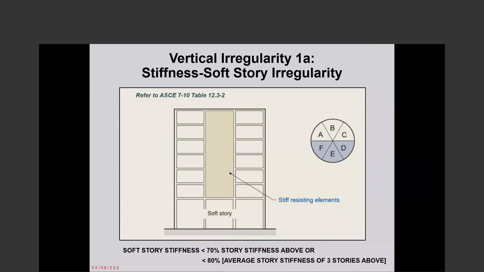Now, the soft story does not have to be at the bottom, as shown in the picture. Quite often it is, but many times it isn't. Okay. So soft story stiffness is less than 70% of story stiffness above, or 80%, this is or, not and, or 80% of the average story stiffness of 3 stories above.